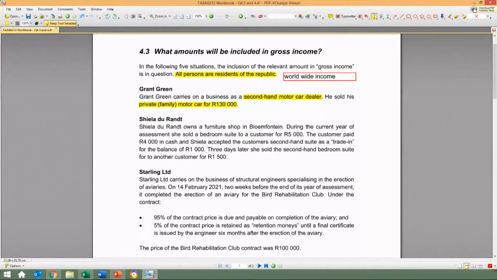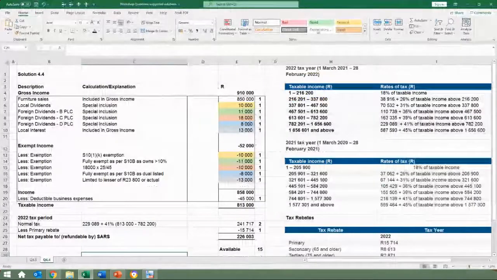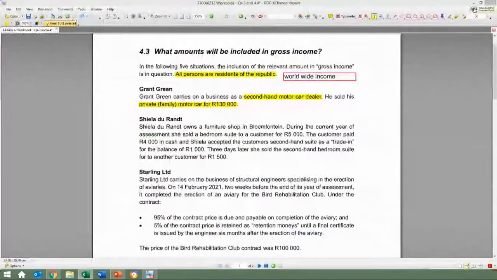Okay, so in this scenario, you would have to actually motivate what you say. So the first thing you have to do is start with the gross income definition.